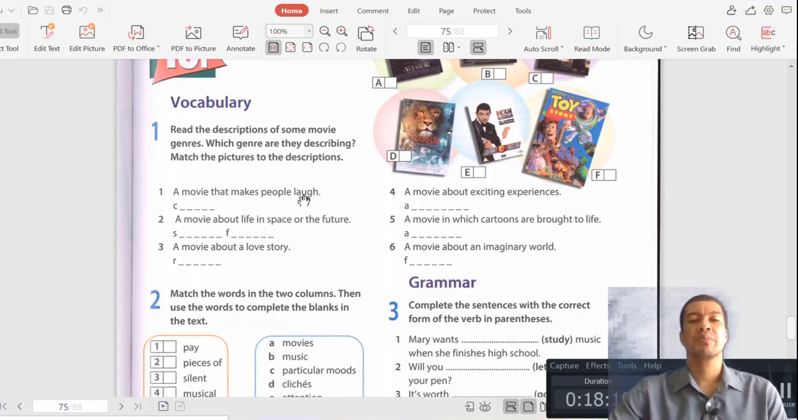Alright, so a movie that makes people laugh. Horror movies, if it's really funny, will make you laugh, but most of the time they do not give that specific feeling. So a movie that makes people laugh will be a comedy. That's number one. Number two, a movie about life in space or the future. Now the clue that's been given is broken down into two words, and the only genre that we can fit in is science fiction. And three, a movie about a love story would be romance.